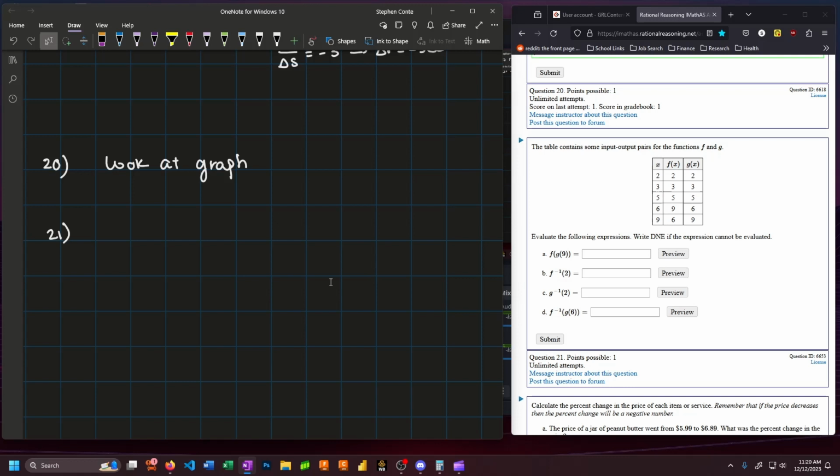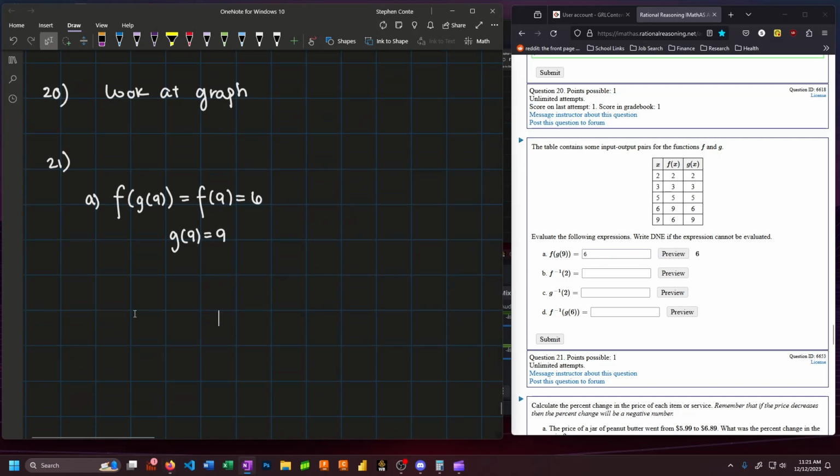For question 21, we're going to look at this table and we're going to evaluate the following expressions. So let's look at A first. We're looking at f of g of 9. Remember, the first thing that I'm going to do is figure out what g of 9 is, and then whatever that is, I'm going to use it as my input for f. So let's come over here. When x is equal to 9, g is equal to 9. So now I'm looking at f of 9. Let's come back over here. F of 9 is 6. So that's A. This is going to be 6.